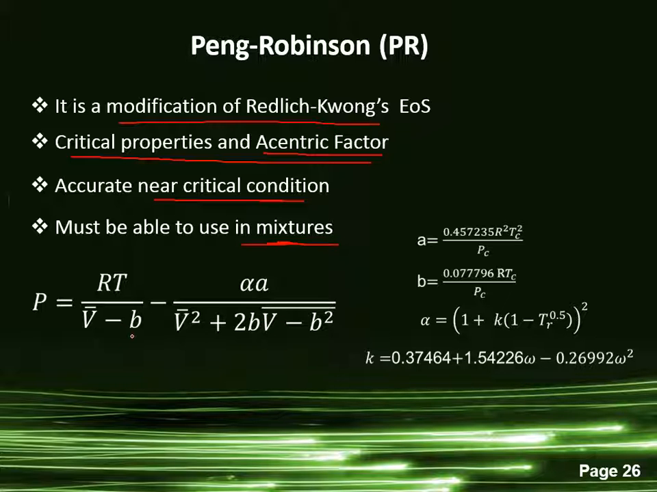The equation has a lot of parameters. For example, A and B are calculated by this equation based on critical temperature and pressure, and we have alpha, which is a correction to the volume, and inside the alpha we have T reduced and K. K is dependent on the eccentric factor, which describes the shape of molecules.